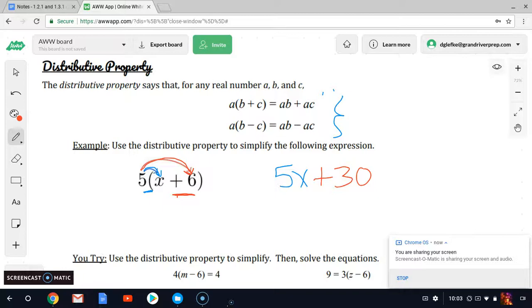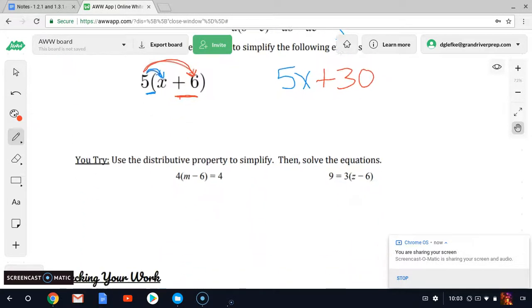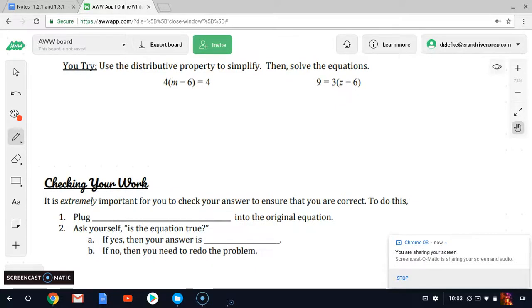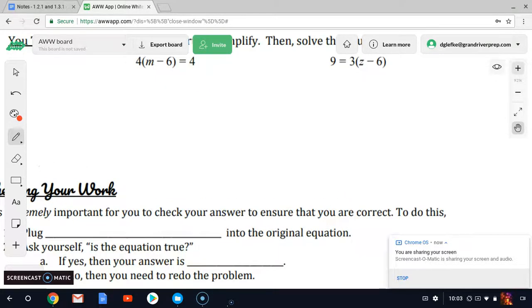And that's it. So whenever we see parentheses, we first want to use our distributive property to simplify it, and then we can solve it like a normal equation. So there's 2 try-its. I'm going to go ahead and do the one on the right, and then you guys can do the one on the left. So for the one on the right, I'm going to actually zoom in here.